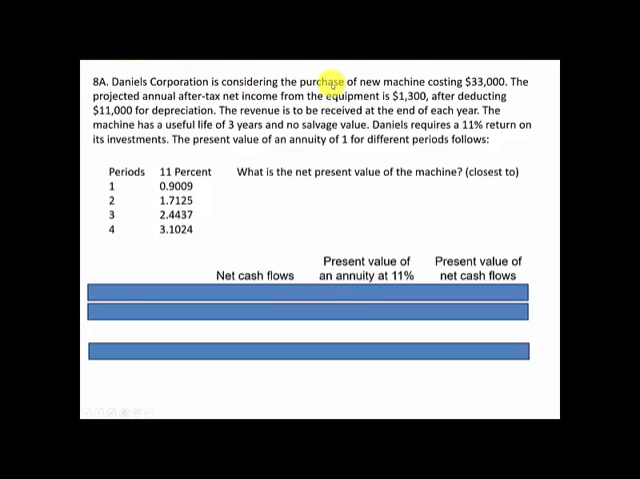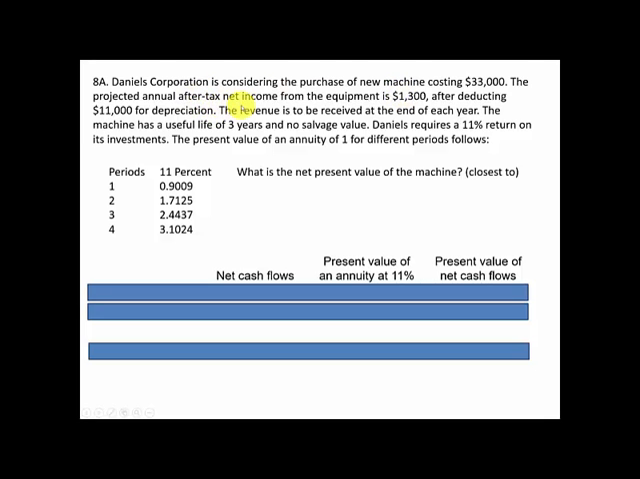Daniels Corporation is considering the purchase of a new machine costing $33,000. That is going to be the cash going out the door. The projected annual after-tax income from the equipment is $1,300 after deducting $11,000 depreciation. We don't care about net income. What we care about is cash flow. So we have to convert this after-tax income into cash flow, and hopefully you know how to do that now.